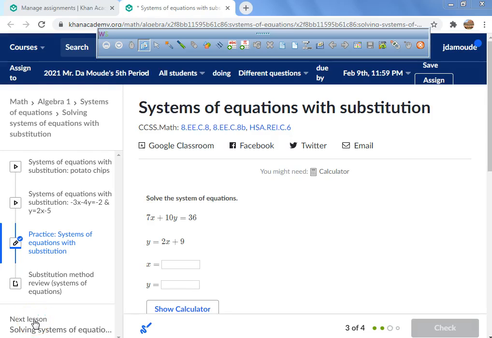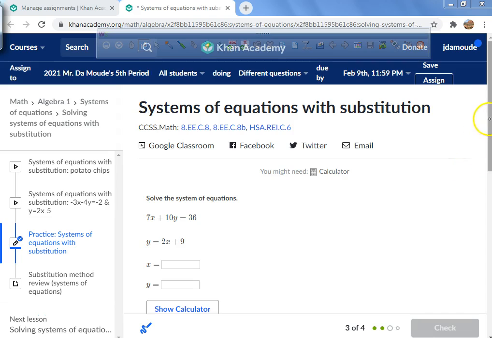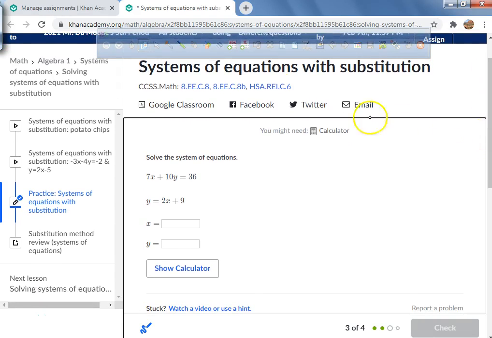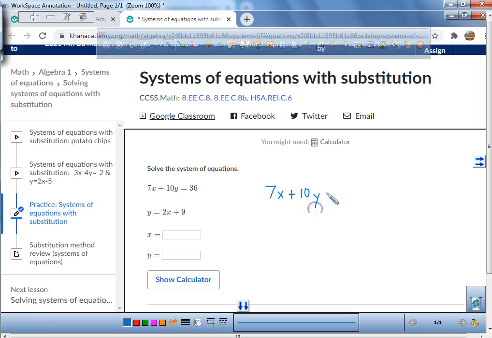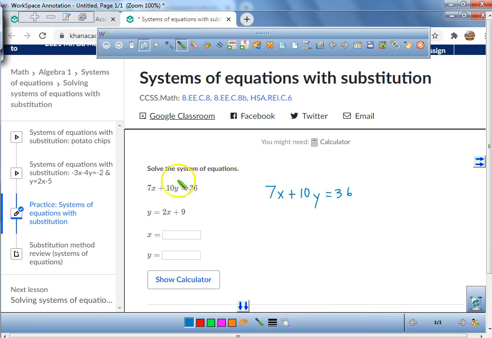So I'm going to be doing a quick little video again over substitution because some students were having difficulty with this yesterday. I want to make sure everybody has a clear understanding of what it's asking you to do. Whenever you are doing the substitution method, it's very easy. You just simply take the first equation right here, the 7x plus 10y equals 36. And it's very important that you understand what your y value is equal to.